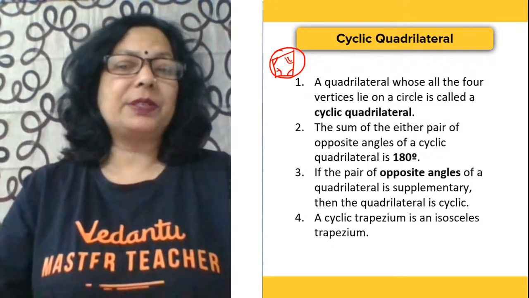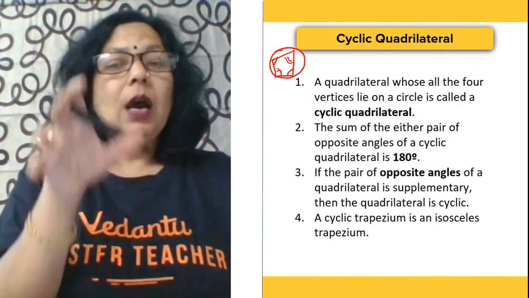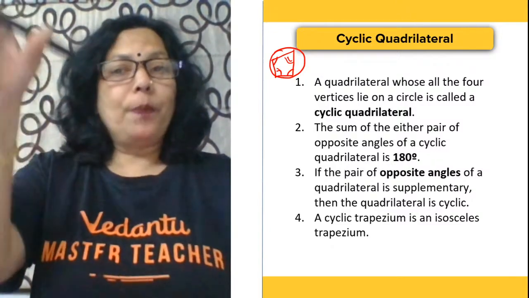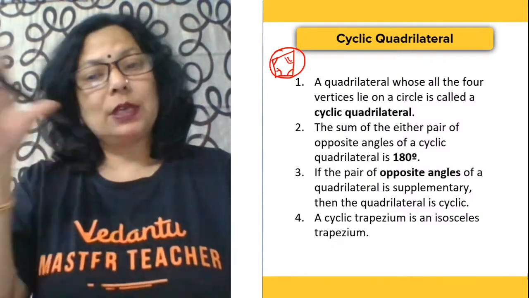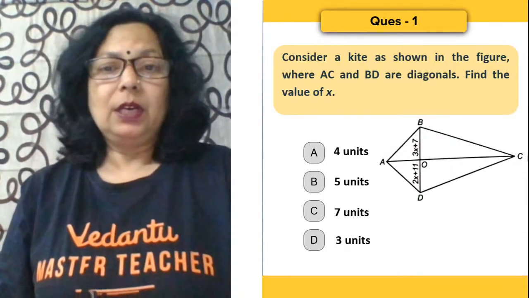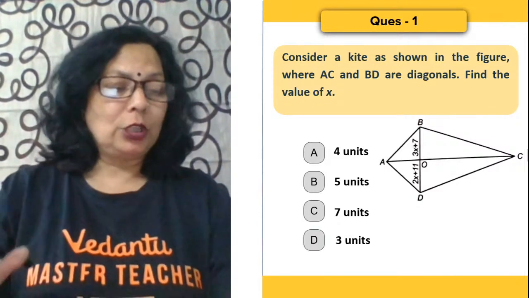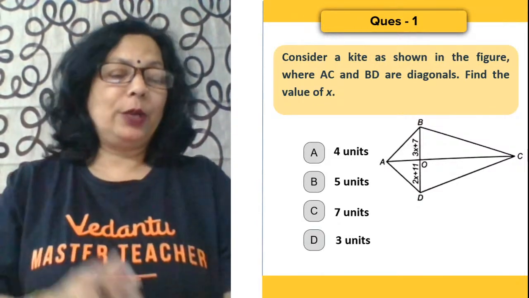A cyclic trapezium is an isosceles trapezium, right? अगर कोई trapezium के opposite angles का sum 180 डिग्री, इसका मतलब वो circle के अंदर fit हो जाएगा. तो that means it is an isosceles trapezium. Now we come to question number 1. So now you know the properties and I will be helping you in doing these questions.